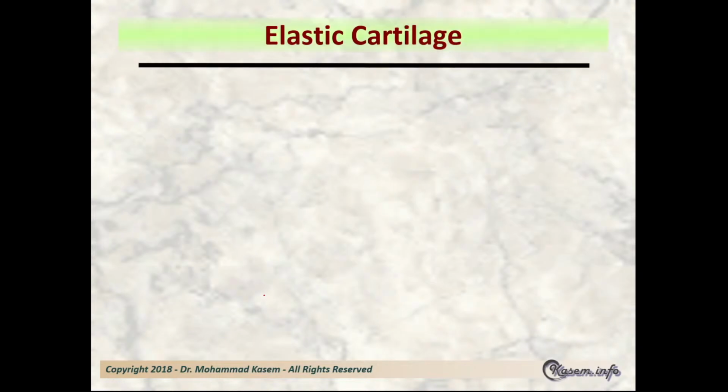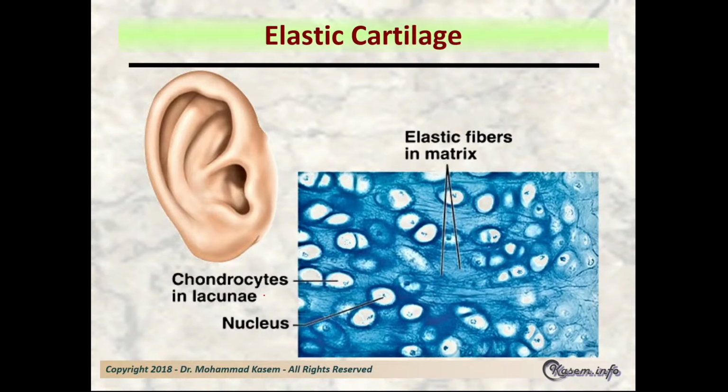The elastic cartilage, look at this slide. This one is stained with another stain, I think this is Mallory stain, that stains the collagen blue. The elastic fibers of the matrix are stained here, and the chondrocytes are found in lacunae.